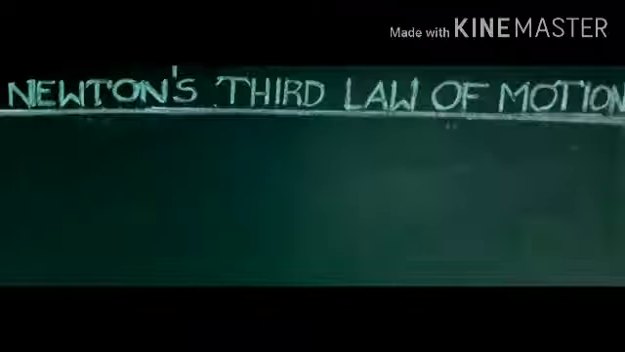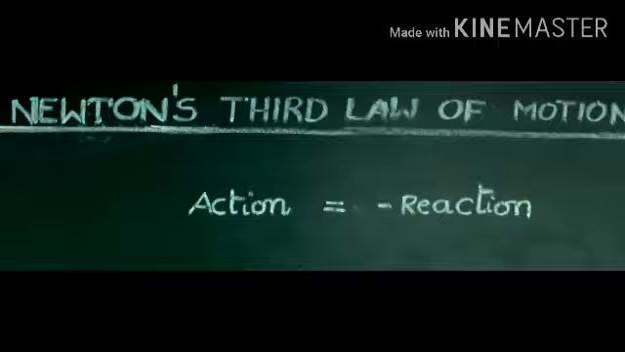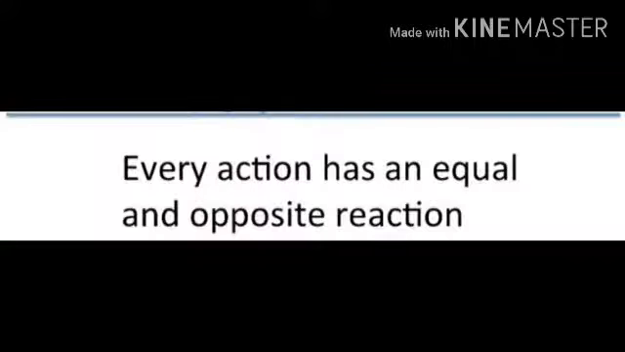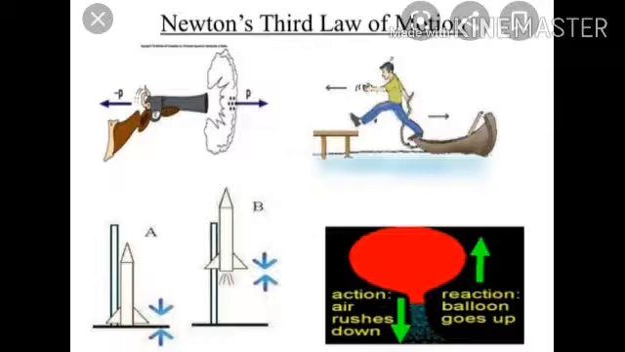Today, I am going to explain Newton's third law of motion, which is very important. What is Newton's third law of motion? For every action, there is an equal and opposite reaction; action equals minus reaction. Minus means opposite. So every action has an equal and opposite reaction. And some more examples I'm going to introduce.